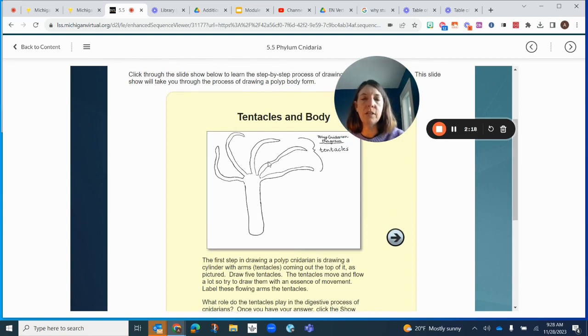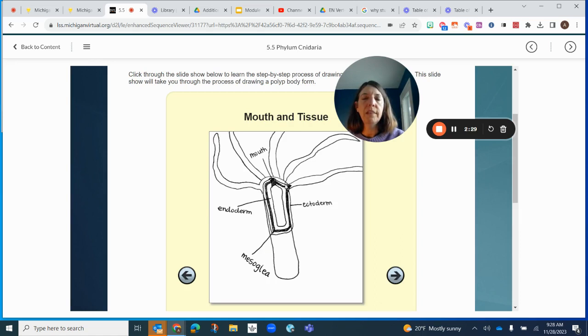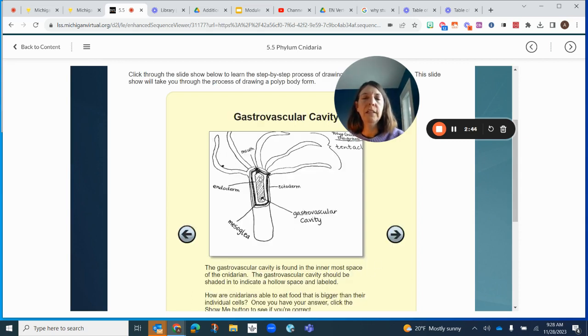That's with the tentacles. Draw 5 tentacles. The tentacles move and flow a lot, so you can draw them as if they're flowing. So that's the first part. Then inside, we're going to draw the mouth, the endoderm right here, the ectoderm, which is the outside, and the mesoglea, which is this part right here. And then finally, on the inside, you're going to have the gastrovascular cavity.